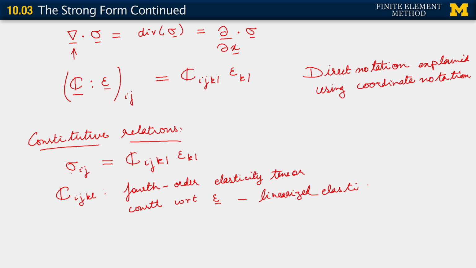In the context of linearized elasticity, this is what we get. Essentially what that means is that the relation between sigma and epsilon is a linear one. The relation in this equation is a linear one when we have linearized elasticity, and that is translated by the fact that C is a constant with respect to epsilon. I want to say a few more things about the properties of C.